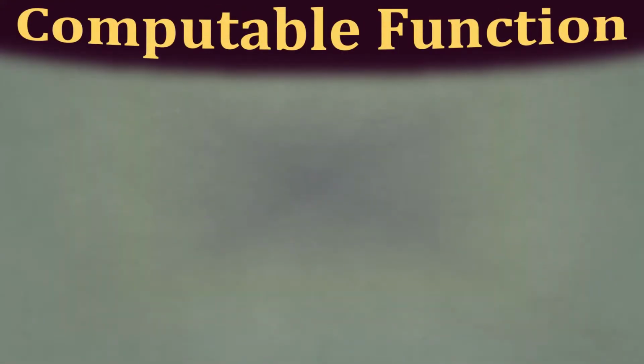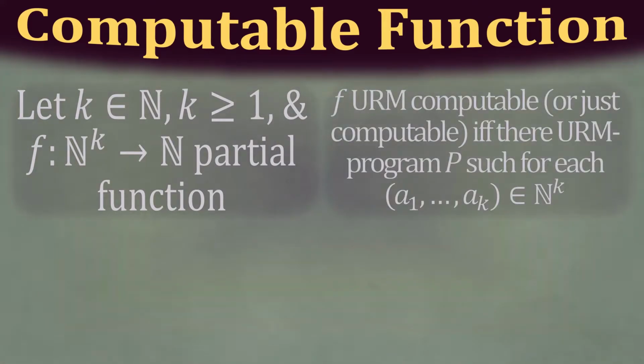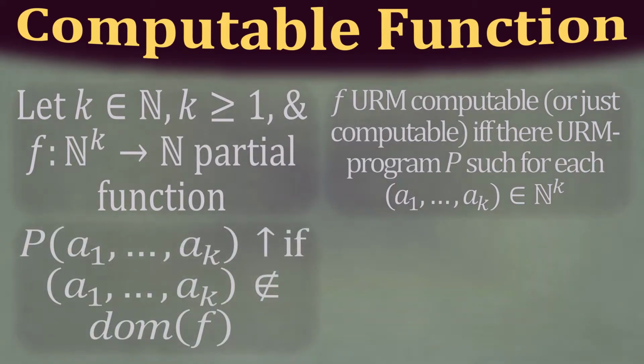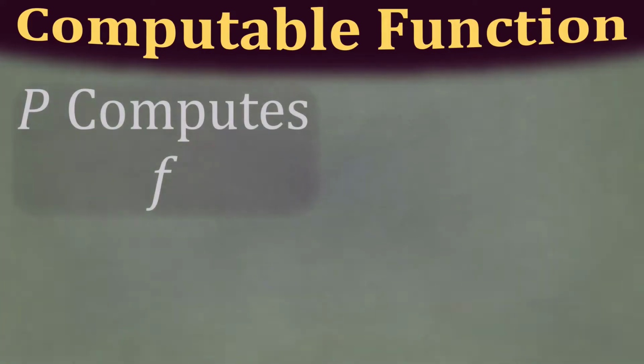Next, let's define a computable function. Let k be in the natural numbers with k greater than or equal to 1 and let f from the naturals to the k to the naturals be a partial function. We say f is URM computable, or just computable, if and only if there is a URM program P such that for each A1 to AK in the naturals to the k, first P of A1 to AK up arrow if A1 to AK is not in the domain of f, and second P of A1 to AK down arrow f of A1 to AK if A1 to AK is in the domain of f. In this case, we say P computes f.